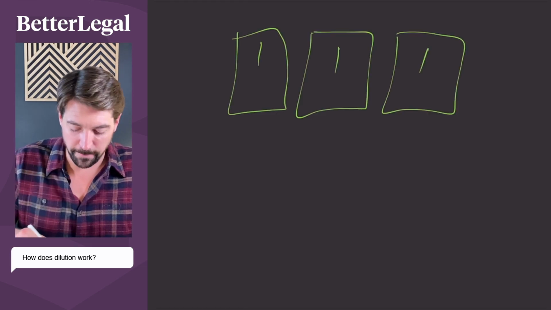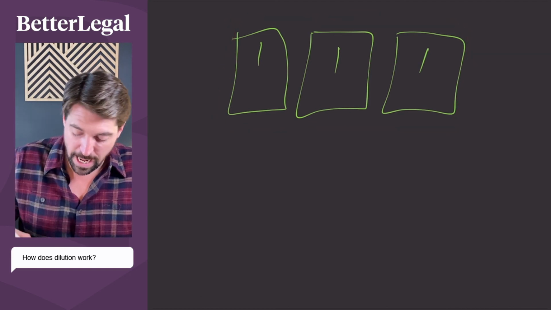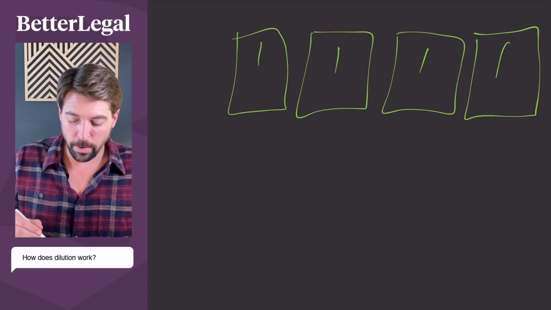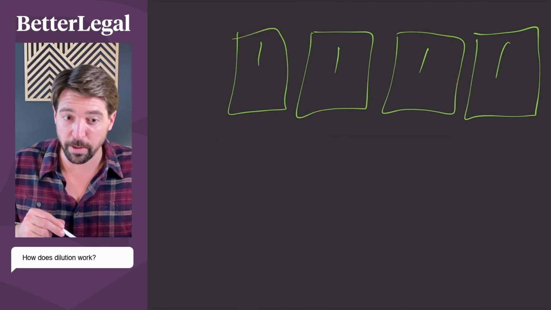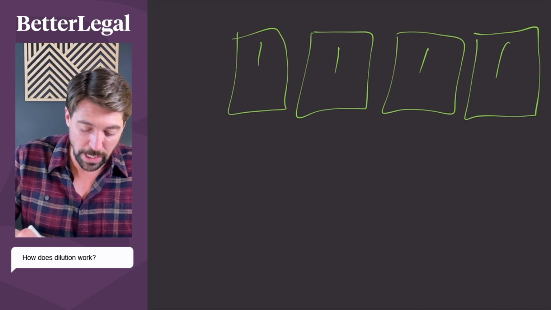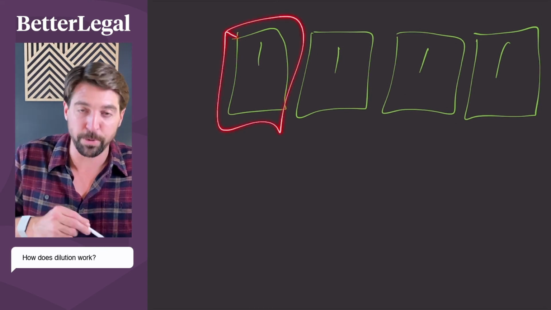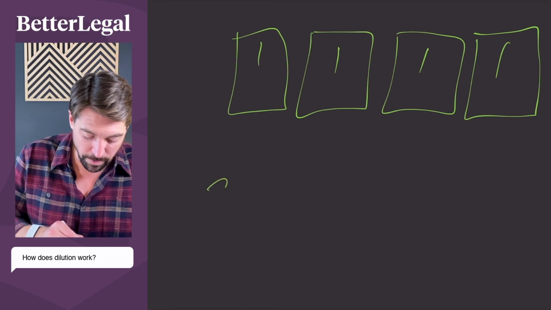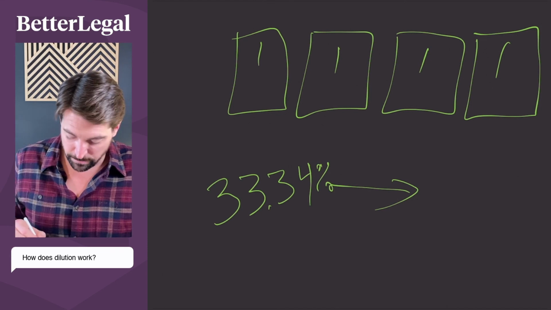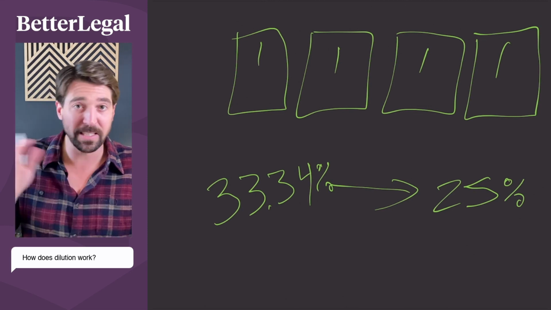So originally, these 3 shares were 100% of the business. And now, because I printed one more share, 3 shares is 75% of the business, and 4 shares is 100% of the business. And so the original share that I owned, that was 33.3% of the business, is now 25% of the business. So the conversion of that one share from being that percentage of the business to this percent of the business is dilution. And so that's how dilution works.